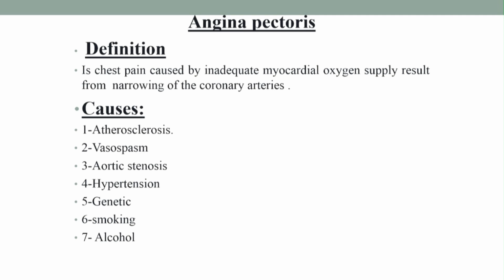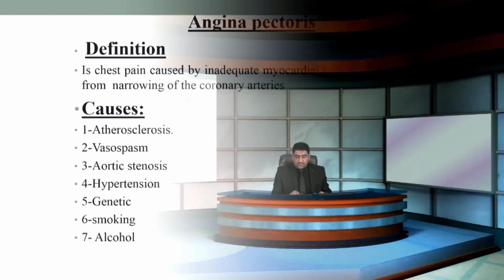Starting with the angina pectoris definition: it is chest pain caused by inadequate myocardial oxygen supply resulting from narrowing of the coronary arteries. Causes: atherosclerosis, vasospasm, aortic stenosis, hypertension, and genetic and smoking factors. Finally, alcohol. To summarize, any lack in the blood supply of the coronary artery, which supplies the myocardium with blood, results in chest pain.